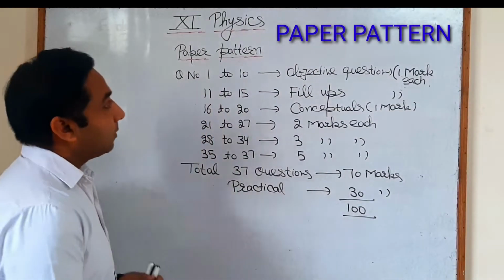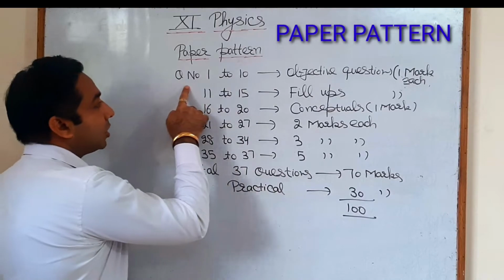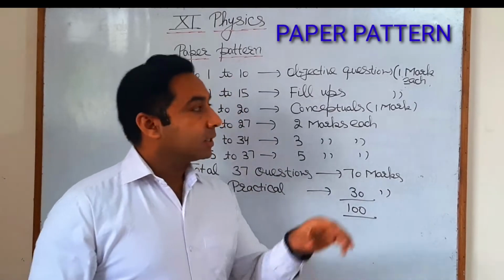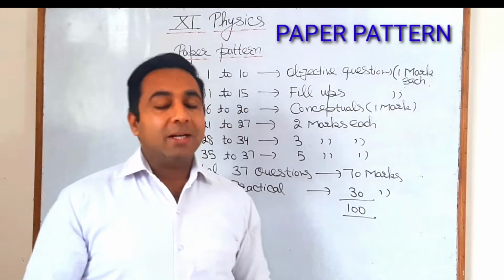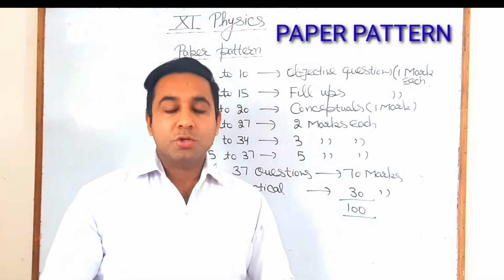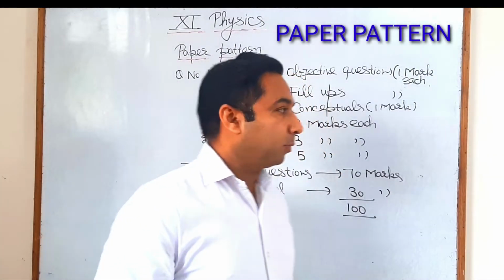In the physics paper pattern, you have 37 questions. Question numbers 1 to 10 comprise 1 mark each, and these are objective questions. Multiple choice questions, in each question there are 4 options and you have to choose just one option.